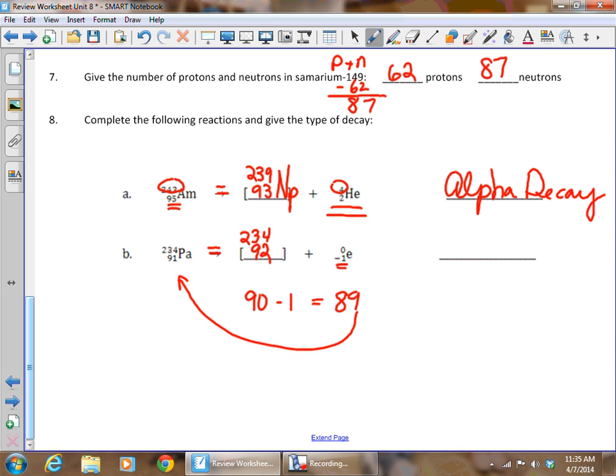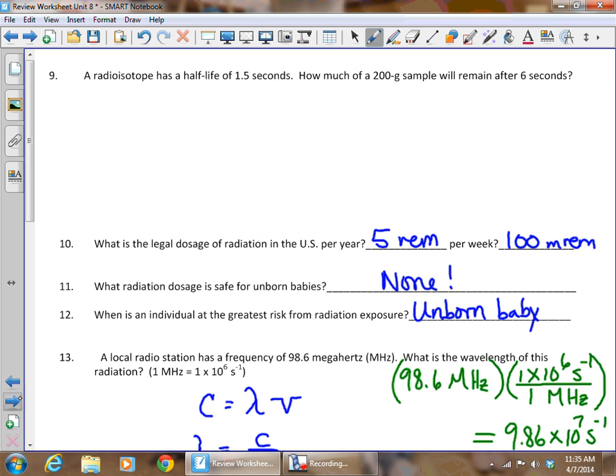And if you look on the periodic table and you see number 92, you'll see that that is uranium. And since this is the 0/-1 electron particle, this is our beta particle, beta decay. So that's how you do those particular types of problems.